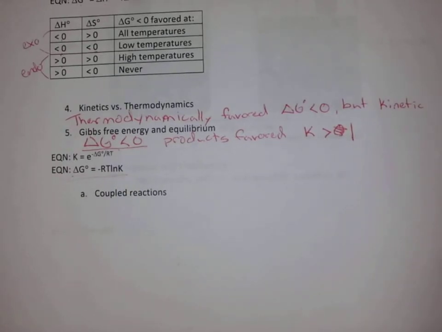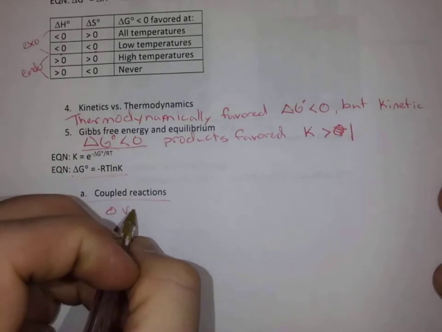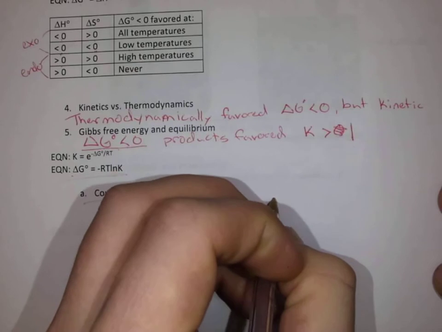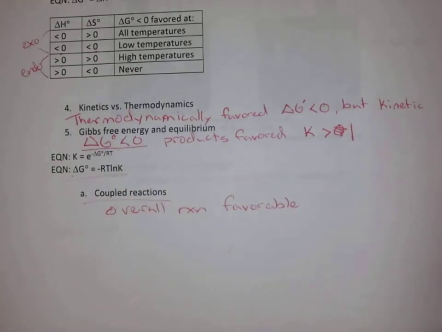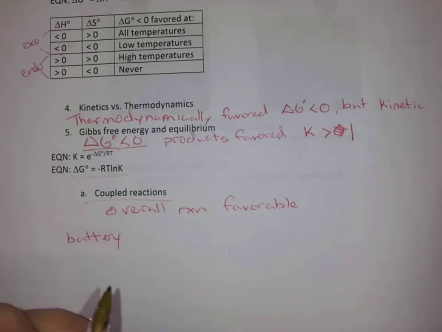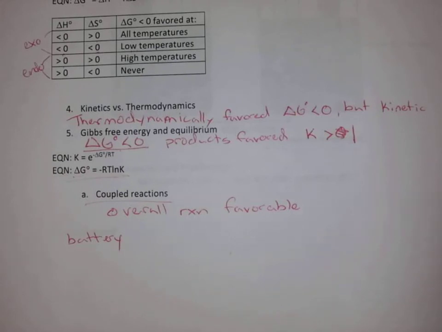So how do we get some of these thermodynamically unfavored reactions to occur? Well, the way that we can do it is that we couple it with other reactions and make the overall reaction favorable. This happens all the time. It happens with batteries. If we are charging a battery, it doesn't want to charge up. We have to force it to charge up by coupling it with another reaction.